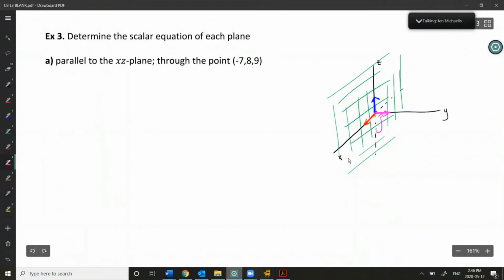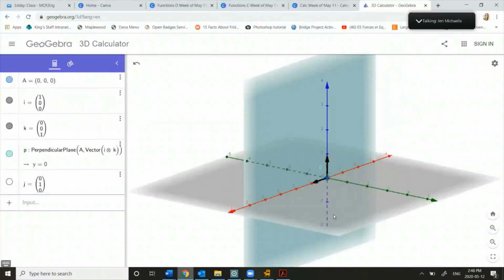And that happens to be the vector, the unit vector in the y direction, which is j hat. So if I crossed i hat and k hat, I would actually get j hat, the unit vector in the y direction. So we can actually use j hat as our normal vector.